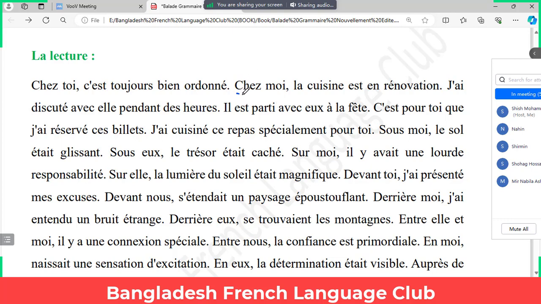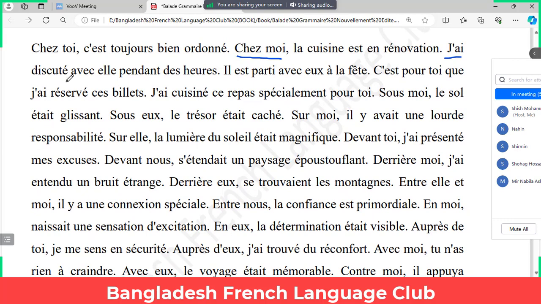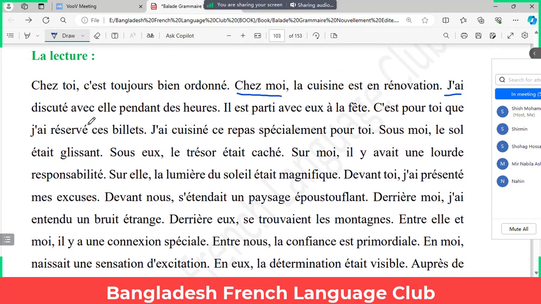So here after chez we see moi, right? Not moi, mo or jo, right? Moi, tonic form. Okay, then: J'ai discuté avec elle pendant des heures. Pendant des heures, okay? Des heures. J'ai discuté avec.